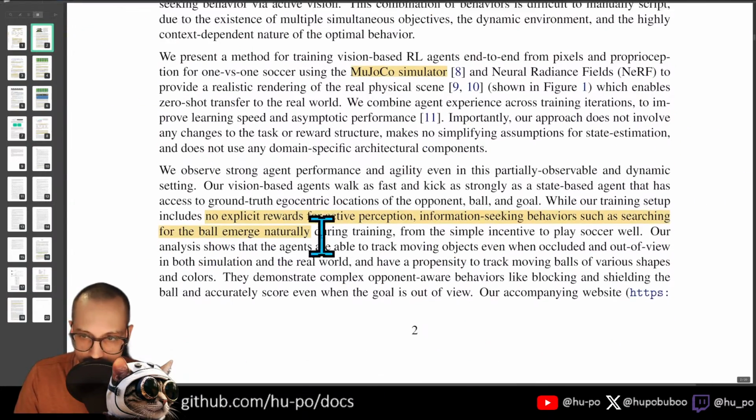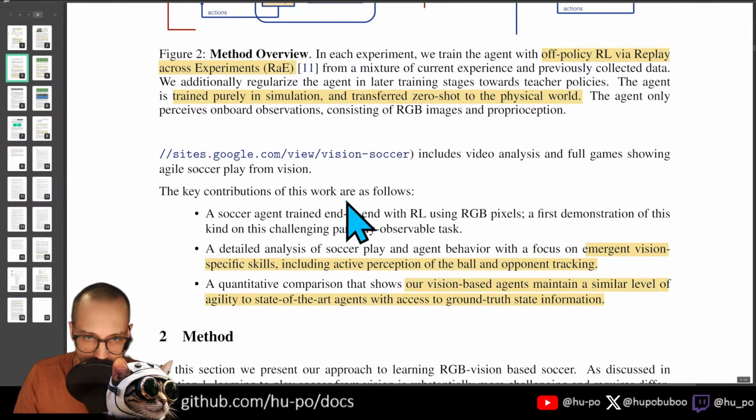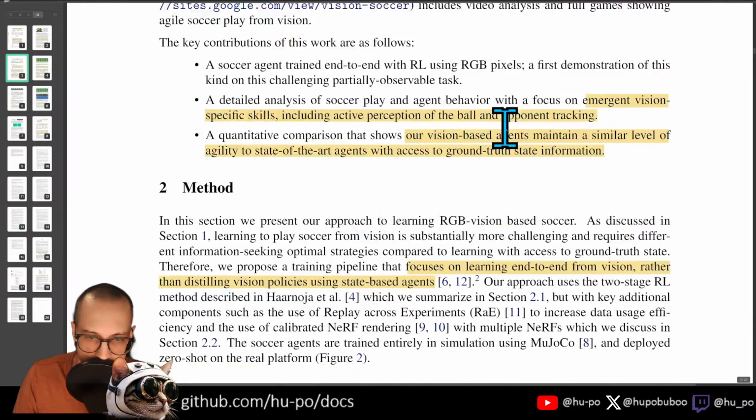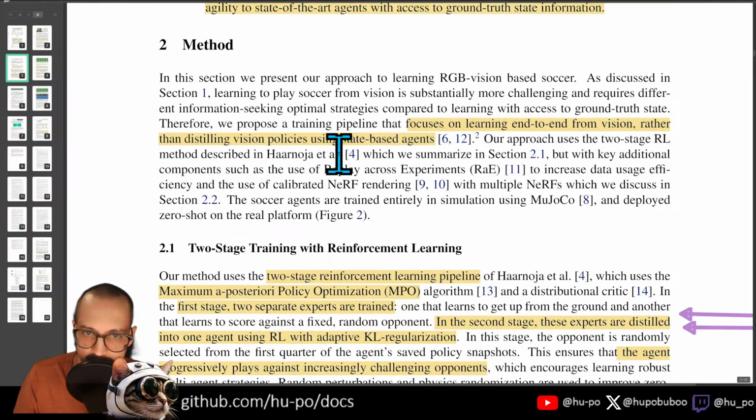Okay. At the end of the introduction, they summarize their key contributions. Emergent vision-specific skills, including active perception, and vision-based RL agents maintain a similar level of agility to state-of-the-art agents with access to ground truth state information. All right, and that's really the main success story of this paper, is that they're capable of getting pretty good results with just vision, which is much harder than this ground truth or explicit state. Okay. We're going to get back to this when they describe the reinforcement learning a little bit later.